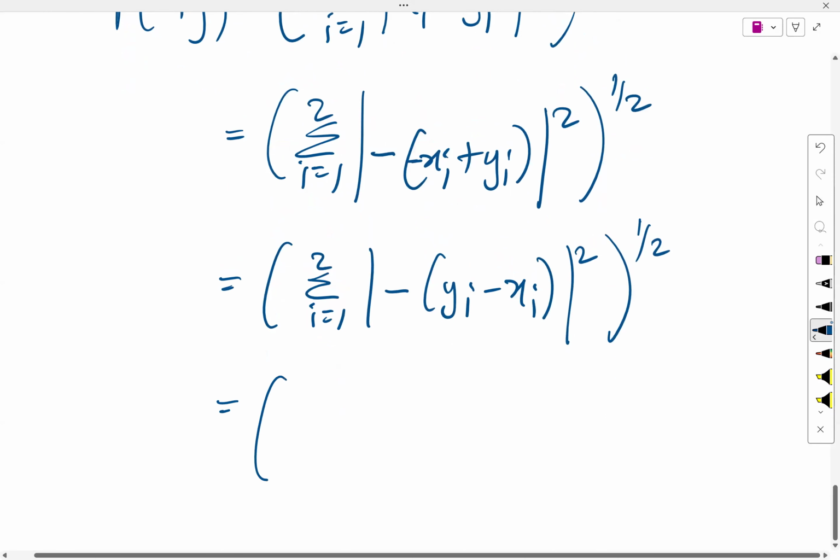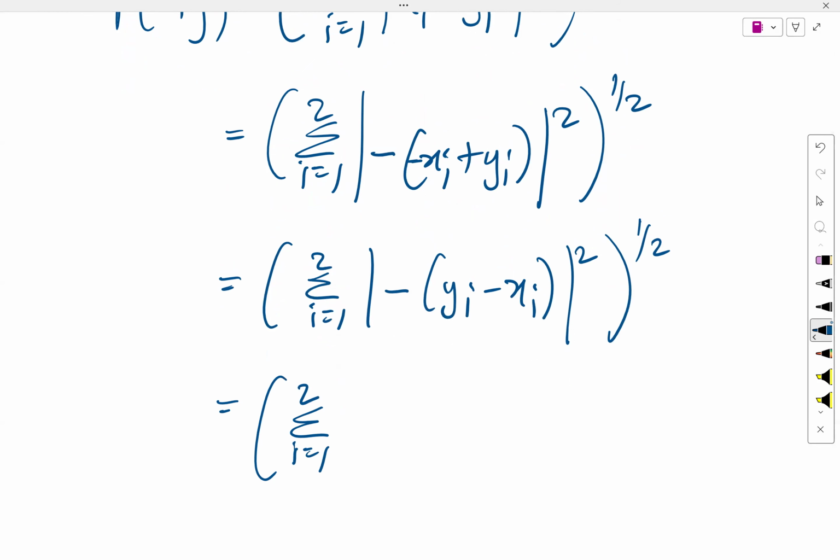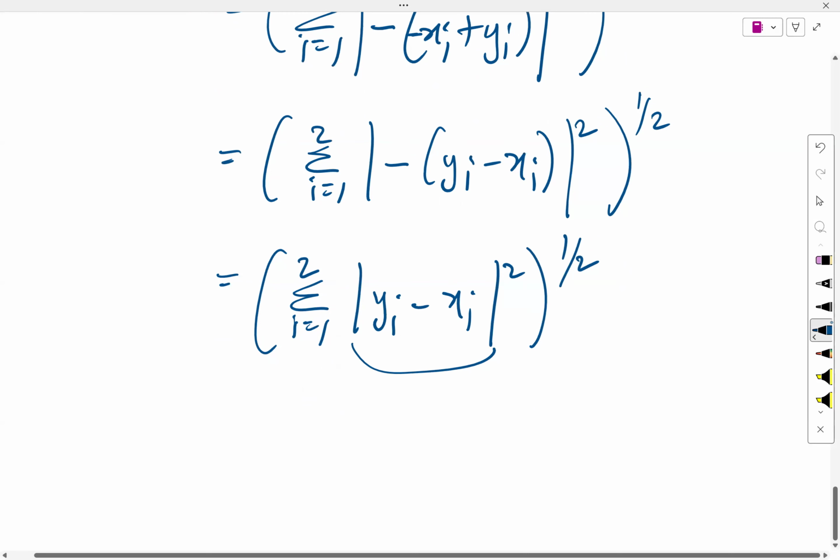And then this is summation from I equals 1 to 2. Now, because you're taking absolute value, right, the minus doesn't matter. So the minus can go. So you have yi minus xi, all squared, raised to power half. And now, what does this look like? This is looking like y is coming first.